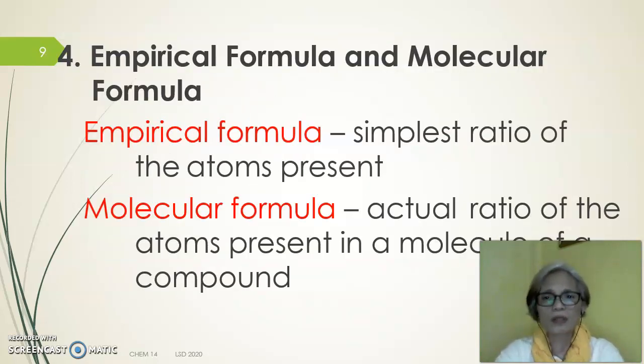And then the last concept is the empirical formula and molecular formula. The empirical formula is also called the simplest formula, because it gives the simplest ratio of the atoms present, whereas the molecular formula is the actual ratio of the atoms present in the molecule of a compound. For example, hydrogen peroxide is H2O2. The empirical formula is HO. 1:1, 1 hydrogen to 1 oxygen. That's the simplest ratio. However, the molecular formula gives you the actual ratio, and therefore, the molecular formula of hydrogen peroxide is H2O2.